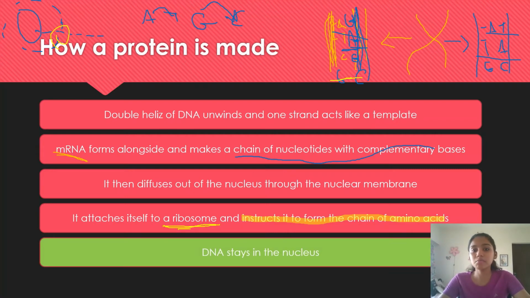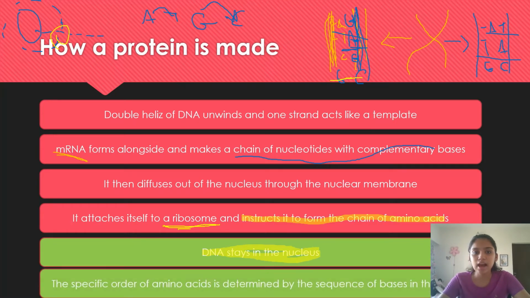Okay, and one important key point to mention in your answer is that DNA stays in the nucleus. And the specific order of amino acids is determined by the sequence of bases in DNA. You add these 2 points, you get 2 more marks in your answer. So I put them in green because they are not part of the process, but they are 2 additional points that you could add to your answer.